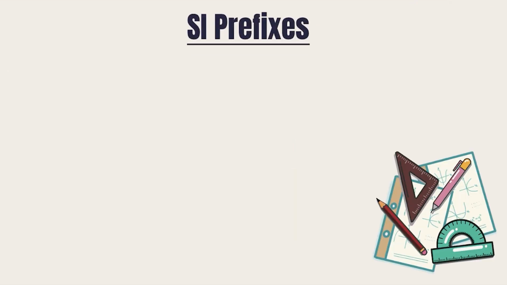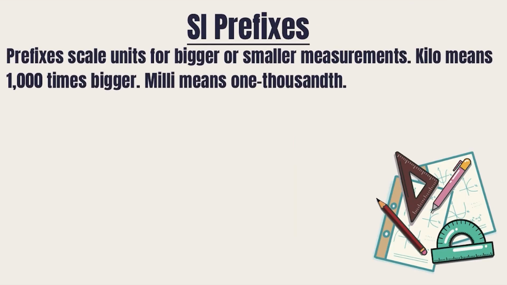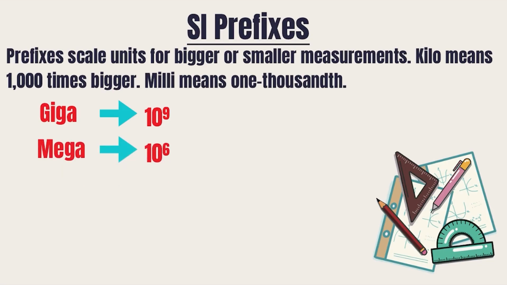SI prefixes. Prefixes scale units for bigger or smaller measurements. If we want to measure something that is bigger than the base unit, we use prefixes. For example, we have kilo, which means 1,000 times bigger than the base unit. Then we have milli, which means 1,000 times smaller than the base unit. Other SI prefixes include giga, which is 1 billion times bigger than the base unit. We have mega, which is 1 million times bigger than the base unit.